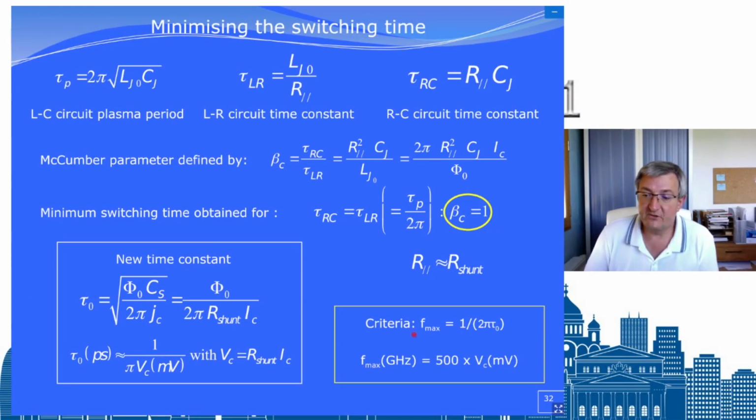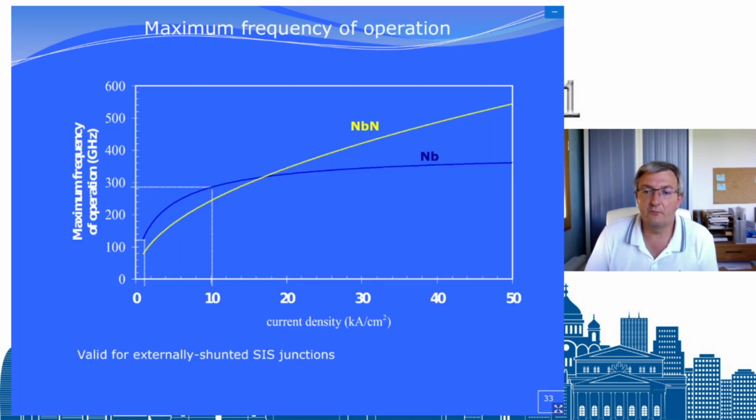And then the criteria, we can show theoretically that if you process this equation again, the criteria for the maximum frequency is 1 over 2 pi tau naught, 2 pi times this one. So it's not exactly 1 over 12, it's 1 over 6. And basically the maximum frequency is around 500 times this critical voltage, R shunt times IC. And this maximum frequency is much higher now.